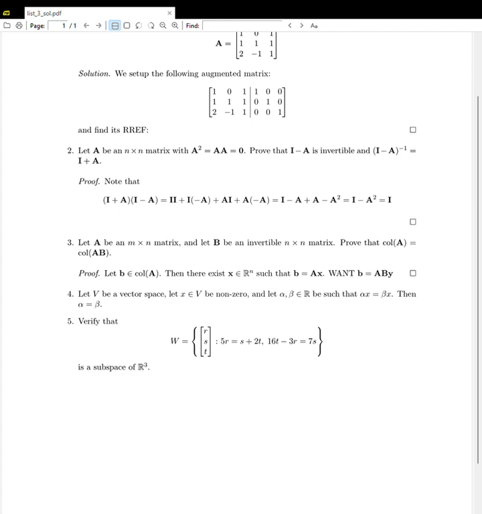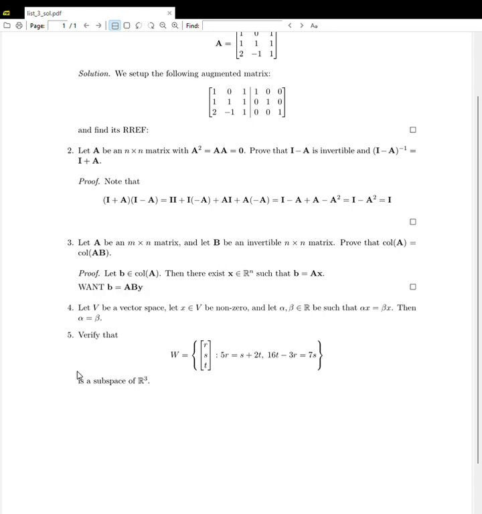Because, and let me put this down here on this line, we'll do this as a little sort of proof scratch work. What I want to prove is that that is true, because that'll give me that b is in the column space of A times B.